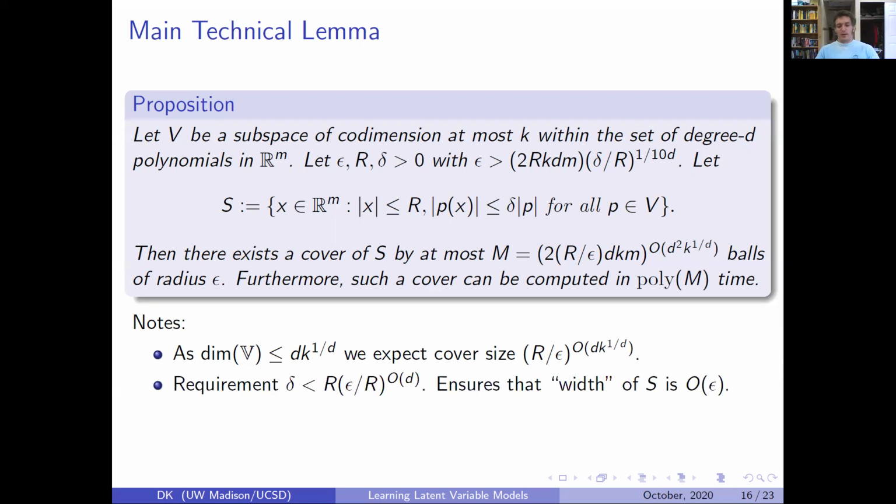Secondly, we have a requirement that delta is smaller than about epsilon to the D. And something like this is necessary to ensure that the width of the set S is not more than epsilon. If the set S had width more than epsilon, it'd be very hard to cover with epsilon balls.